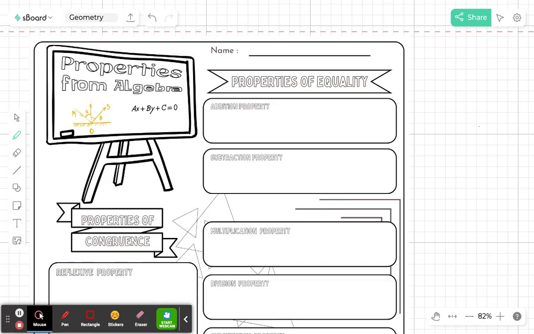There are several properties from algebra that we will be talking about, but first I need to apologize for not having the webcam. For some reason it's not working, so you will just be looking at my screen and not at my face.